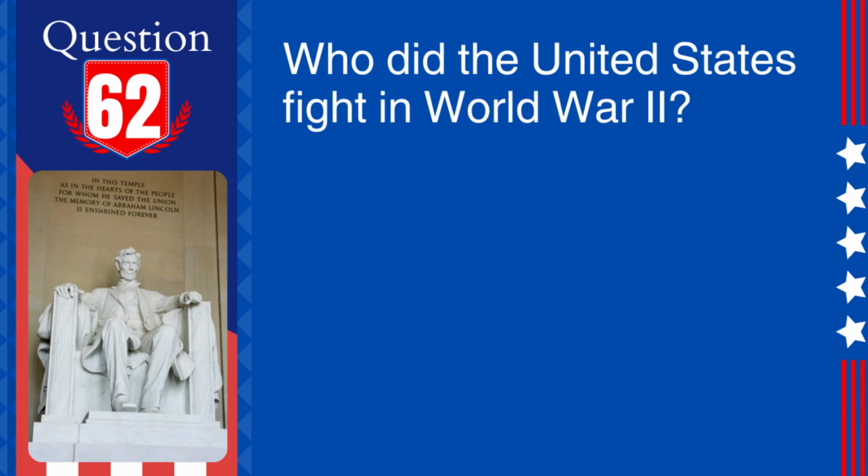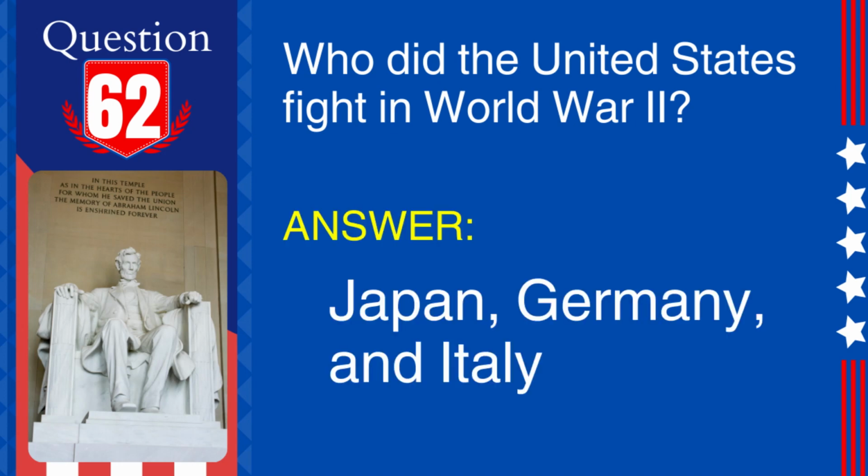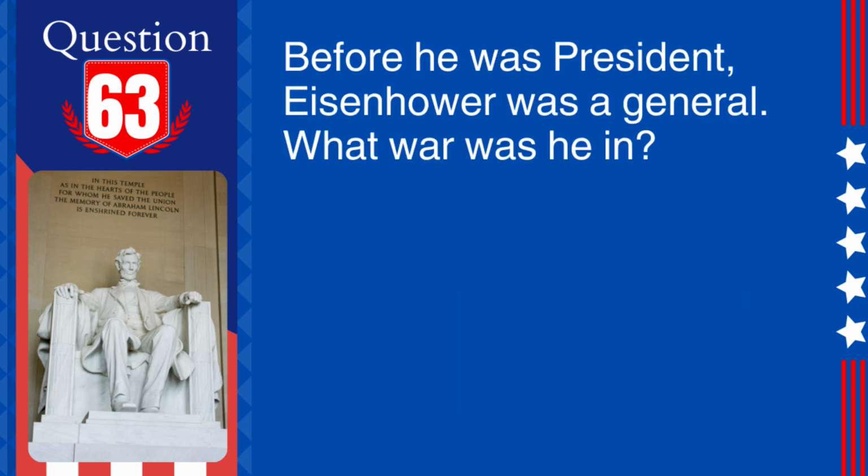62. Question. Who did the United States fight in World War II? Answer. Japan, Germany, and Italy. Explanation. These countries were part of the Axis powers, against whom the United States and its allies fought during World War II.